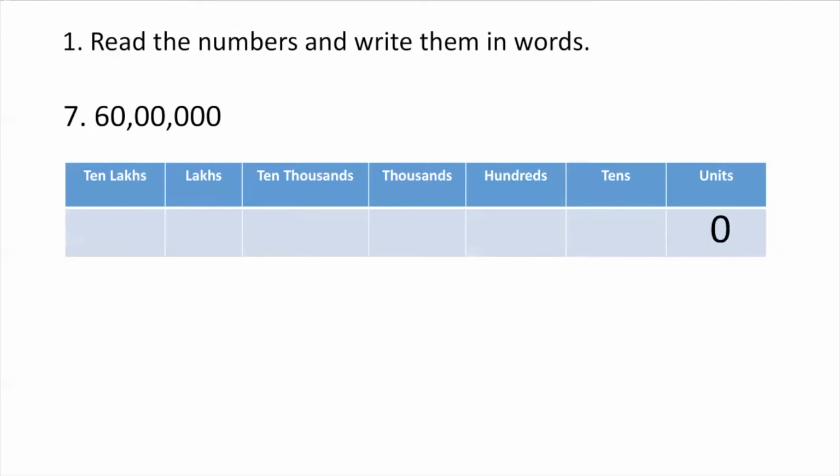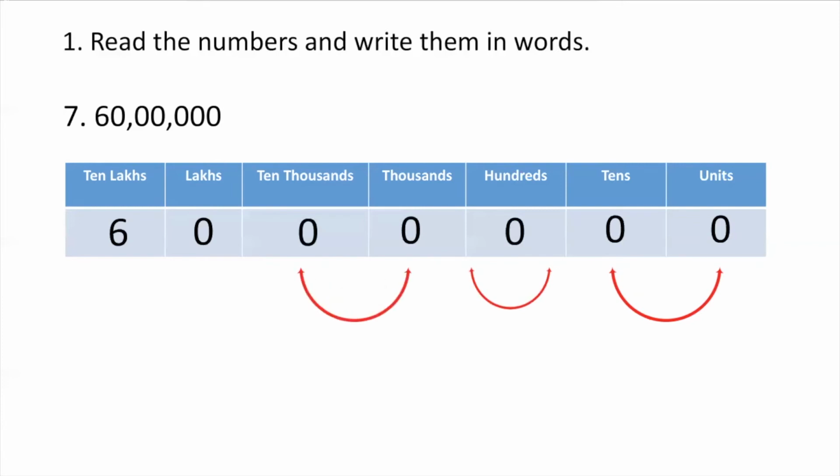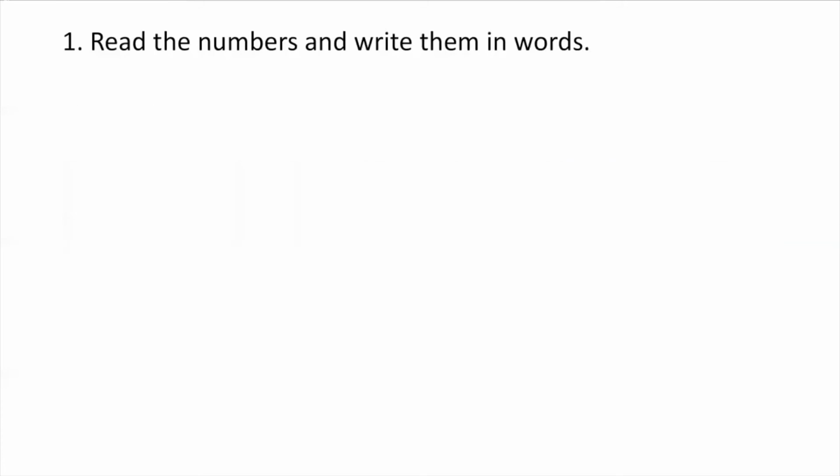0 in the units place, tens place 0, hundreds place 0, thousands place we have 0, 10,000 also we have 0, lakhs place we have 0, and in the 10 lakhs place we have 6. So we bring tens and units place together, hundreds place, 1,000 and 10,000s place, and lakhs and 10 lakhs place. So it is very easy for us to write this number in words. It is 60 lakhs. Next number.